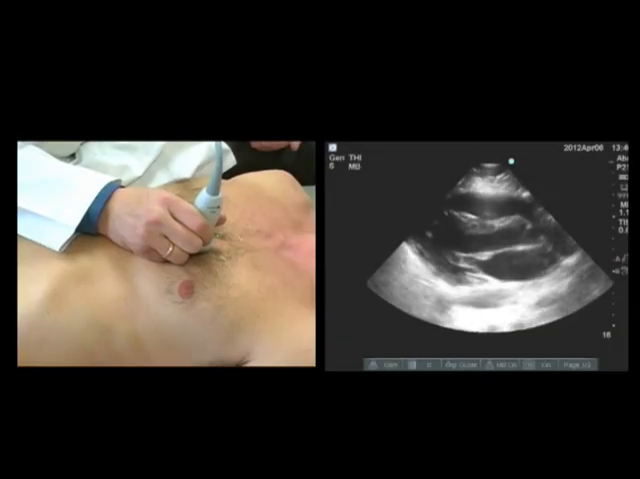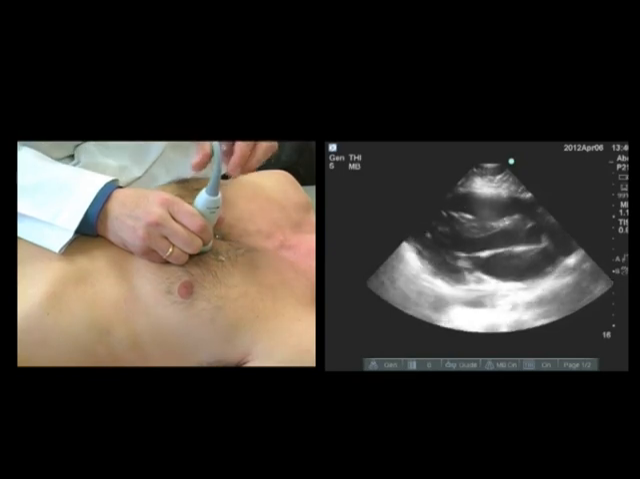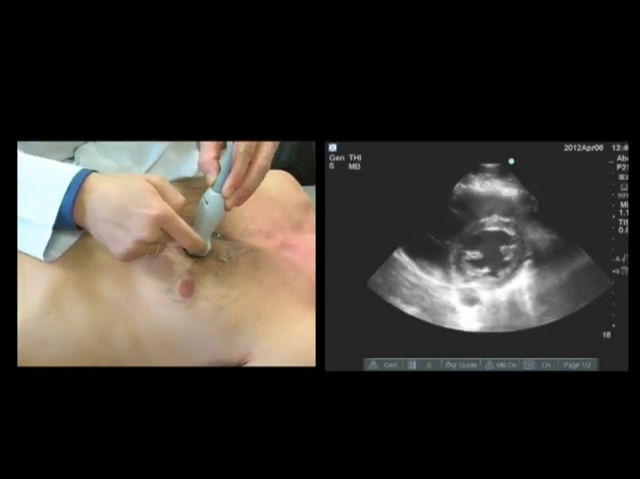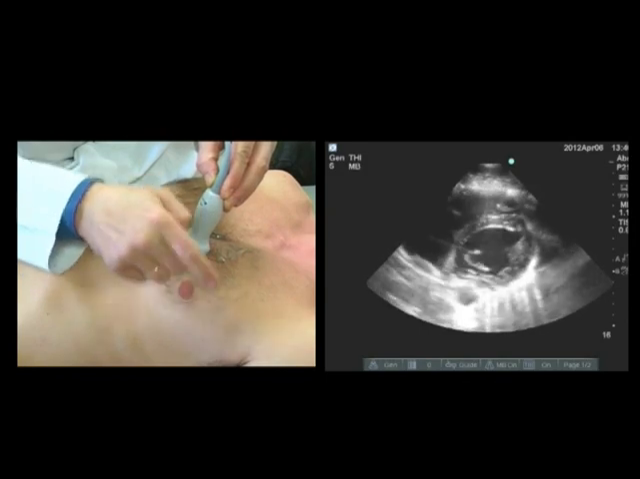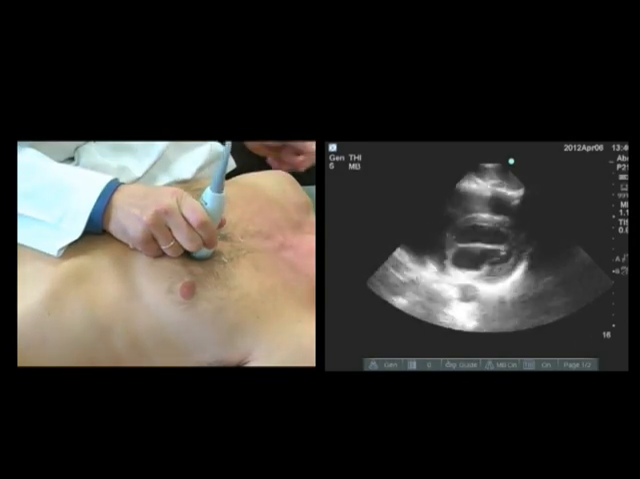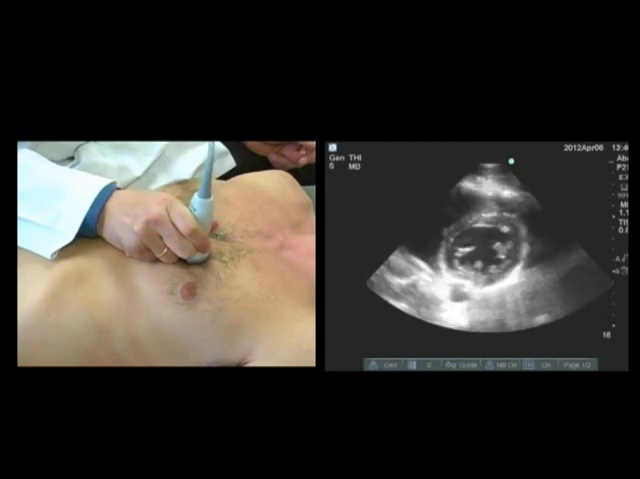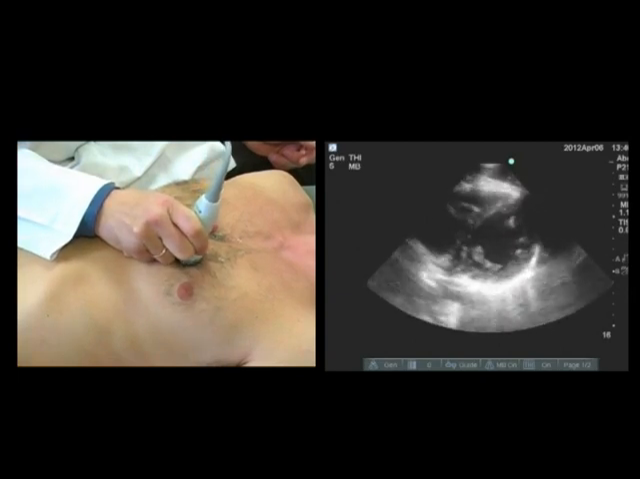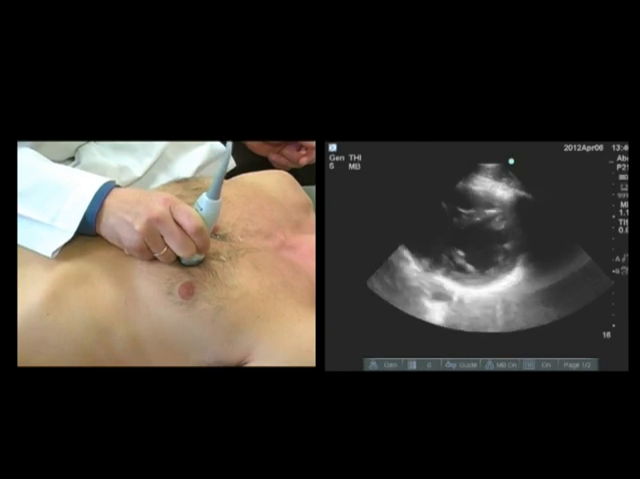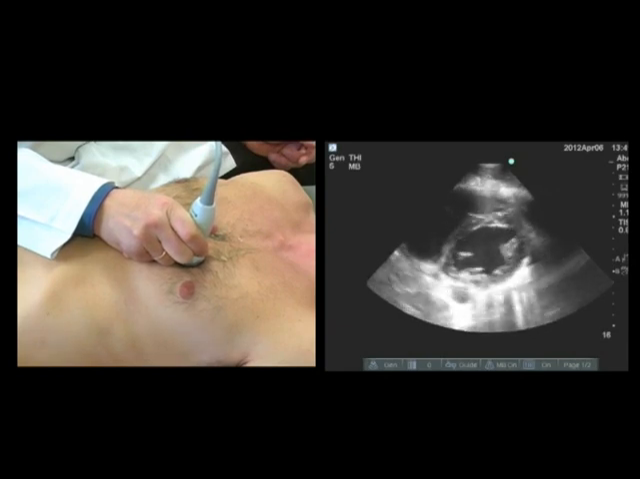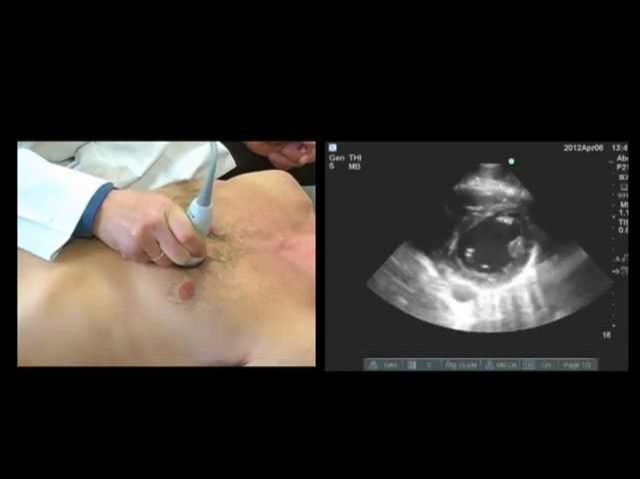For the parasternal short axis view, we rotate the probe approximately 90 degrees in position, so the index mark is pointed towards the patient's left flank, and we tilt and slide the probe until we obtain a round view of the left ventricle. Ideally, you visualize only the papillary muscles and not the mitral valve in this view.